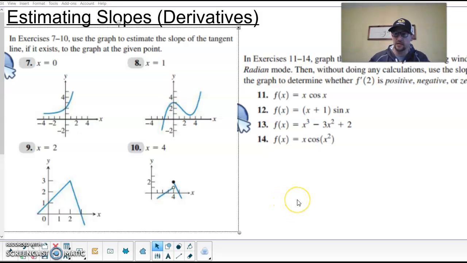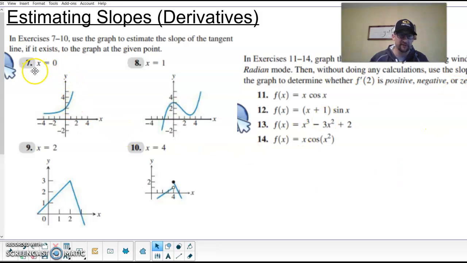In this next page of notes, we'll look at some example problems where we're asked to estimate slopes using a graph. And again, estimating slope is like estimating a derivative, because the derivative is the slope at a point. So in exercises 7 to 10, use the graph to estimate the slope of the tangent line, if it exists, to the graph at the given point.